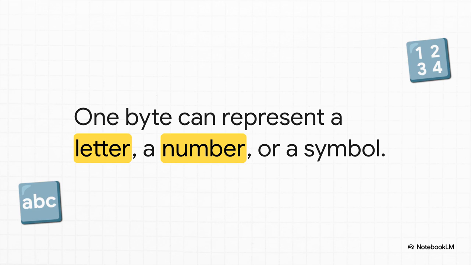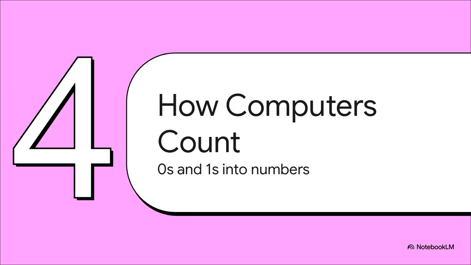A specific pattern can stand for the letter A, another one can be the number 7, and another one an exclamation point. The very text you're seeing on your screen right now is just a bunch of bytes telling the pixels what to do. Okay, so letters and symbols make sense. But what about numbers? How on earth does a computer do math with just a string of on and off switches? Well, it's actually a really clever system.